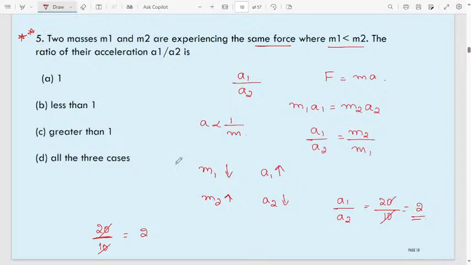This indicates that the a1 by a2 value is greater than 1. Consider any value, I am taking here the simplest one. Consider any value, verify, then you can conclude.